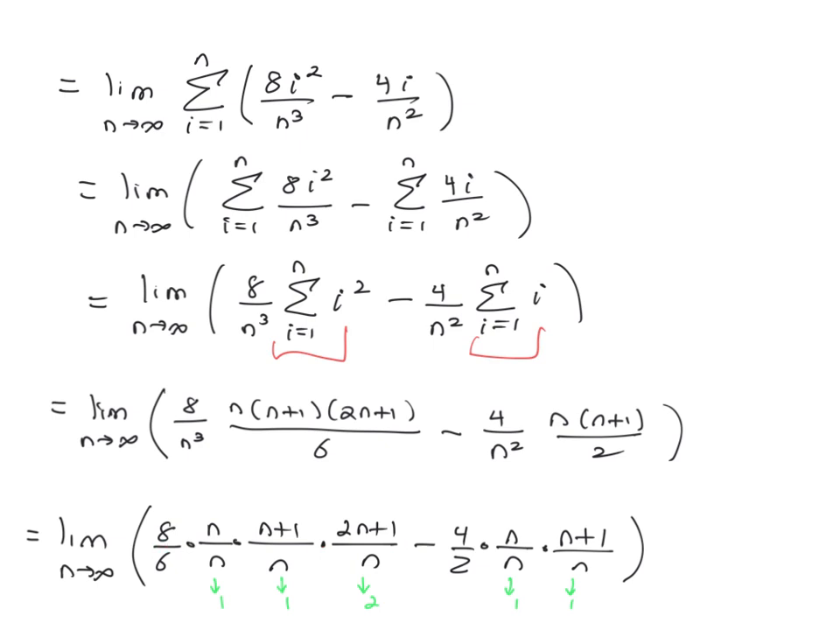So this whole thing is going to be 8 over 6 times 2. I'll put that over here. 8 over 6 times 2 plus 4 over 2, which is 2. That's 8 thirds plus 2, and 2 is 6 thirds. That's 14 thirds. So that's a positive number.